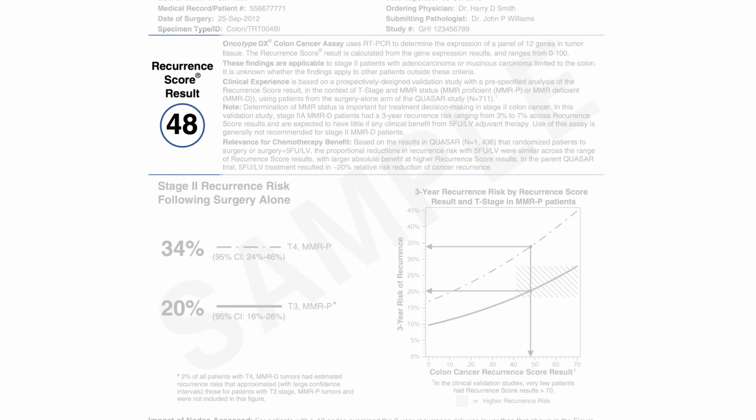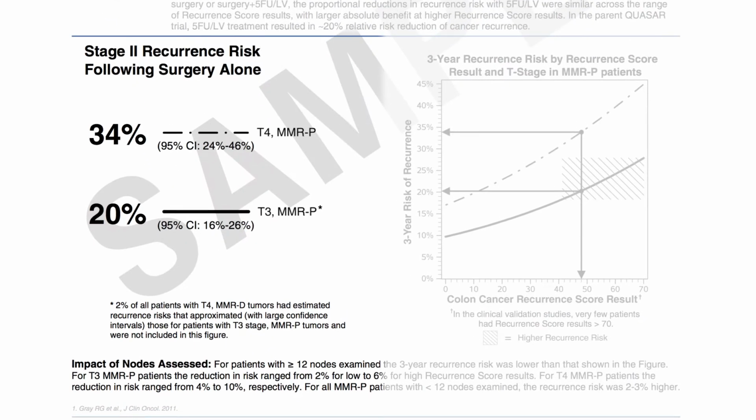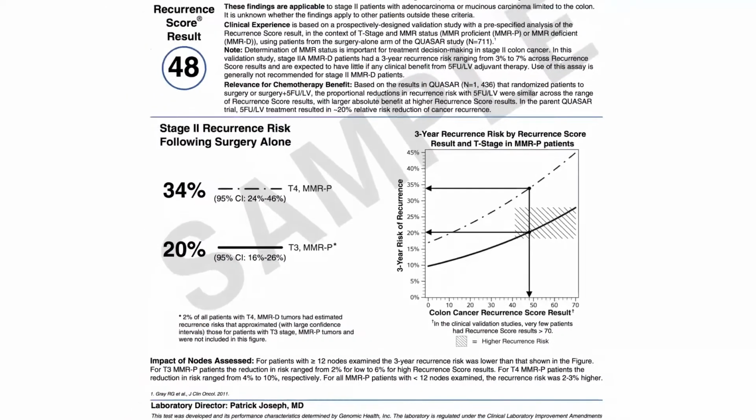So looking at the example report that we have in front of us, we can see a recurrence score of 48, presented in bold letters at the top. If we look below that, we see two numbers, a recurrence likelihood based on a patient who has T4 disease, and a second result based on patients who have T3 disease. In the first case, the risk of recurrence is 34% based on this unique score, and in the second case, 20% based on this unique score. This can be useful for making decisions.